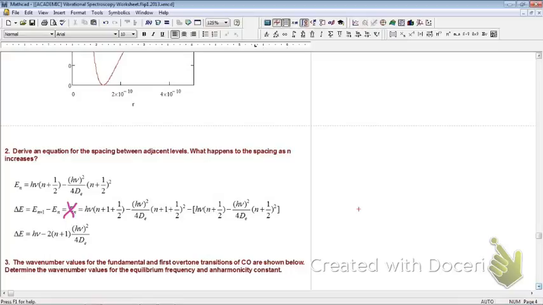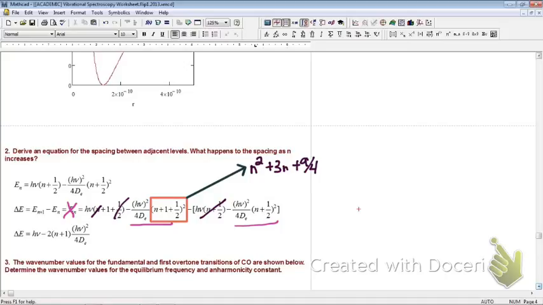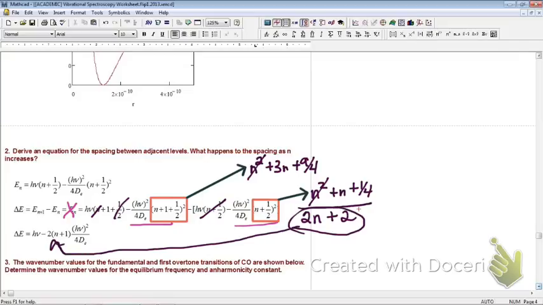Now, if we compare these terms, we'll certainly see that some terms cancel out in the first harmonic term. And if we then expand the quadratic terms in this equation, this is what we get. We can then take the difference between those two quadratic terms. We get 2n plus 2, which then obviously goes into this equation here at the bottom that corresponds to the spacing between consecutive energy levels.